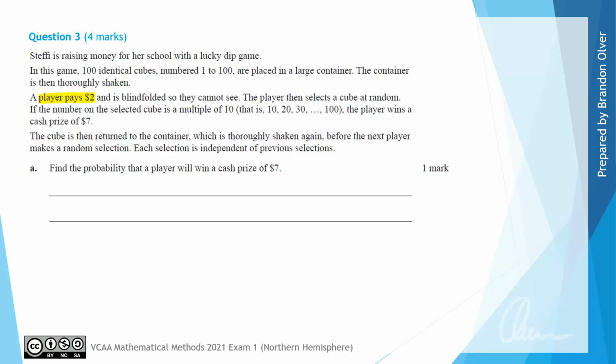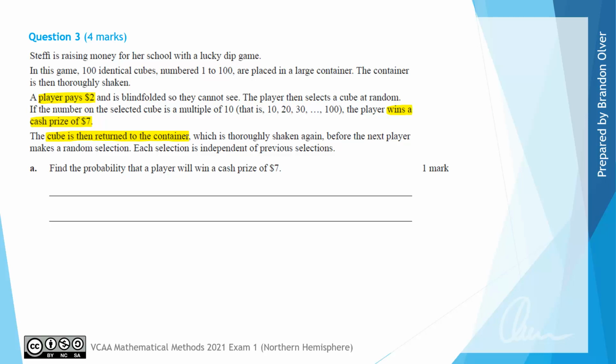If the number on the selected cube is a multiple of 10, so numbers like 10, 20, 30, 40, up to 100, the player wins a cash prize of $7. The cube is then returned to the container, which is important to know, and it's thoroughly shaken again. Then the next player makes a random selection, and each selection is independent of previous selections.